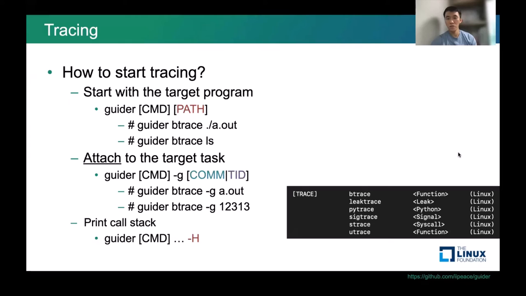Tracing target is divided into program and task. Program is a binary not yet executed from storage, so Guider can execute the target program, and tracing begins from loader. Task is a running thread. Guider does not require restart of the running task for tracing. Instead, it attaches to the running task directly. Tracing commands are various. If you want to see detailed commands and options, please refer to guide or help.